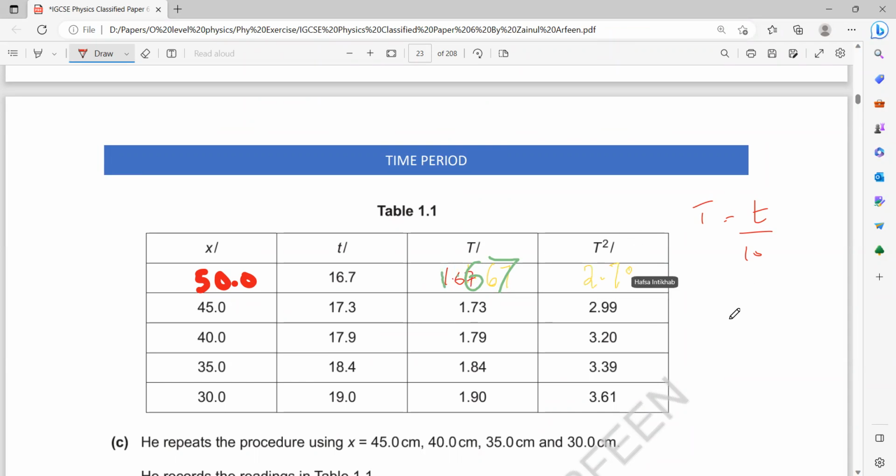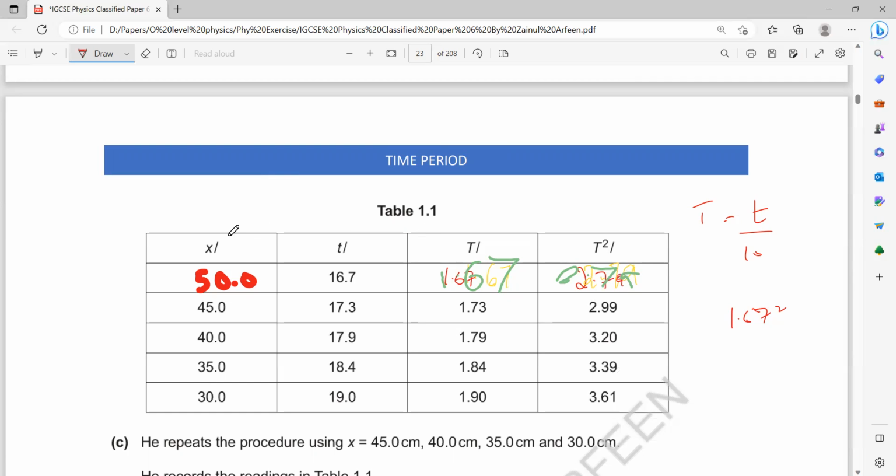And then T square: 1.67, you just have to square that. So that's equal to 2 point. But you can see two decimal places are there, so this number should also be two decimal places. So it will be 2.79. Yeah, so that will be 2.79.